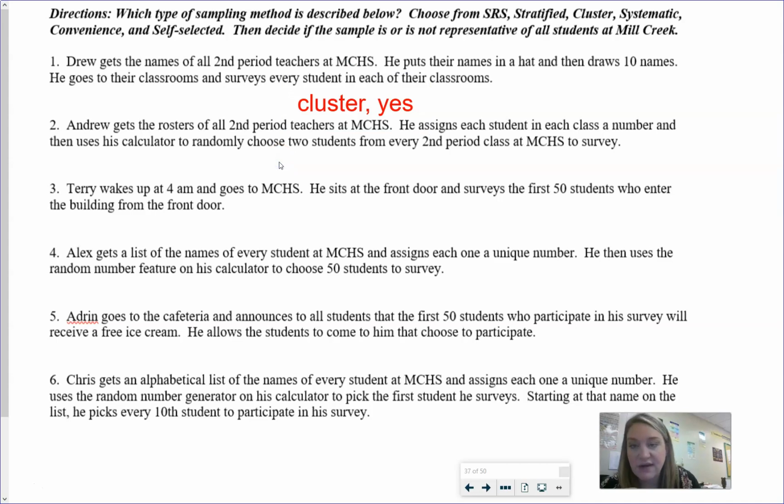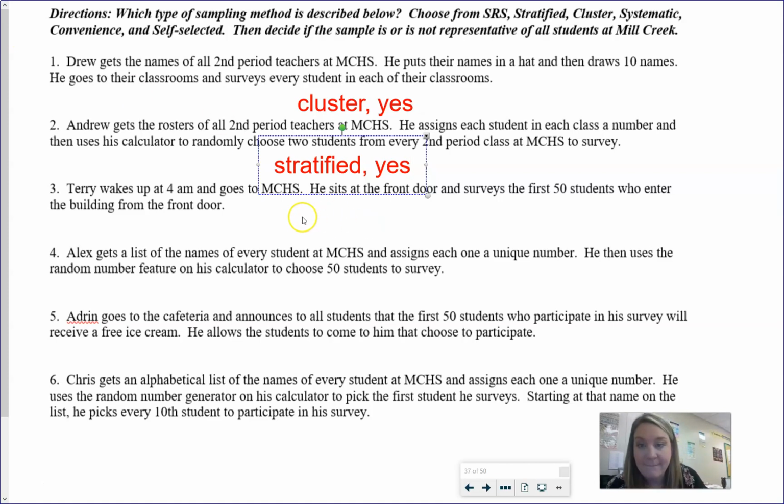All right, Andrew gets the roster of all second period teachers. He assigns each student in each class a number, and then uses his calculator to randomly choose 2 students from every second period class to survey. All right, so everyone gets a number. He randomly chooses 2 students from every second period. So he's picking students out of a group, right? So this is going to be the stratified method, and that was one of our good ones. Yes, it is going to represent the school. He's getting a little bit out of each class.